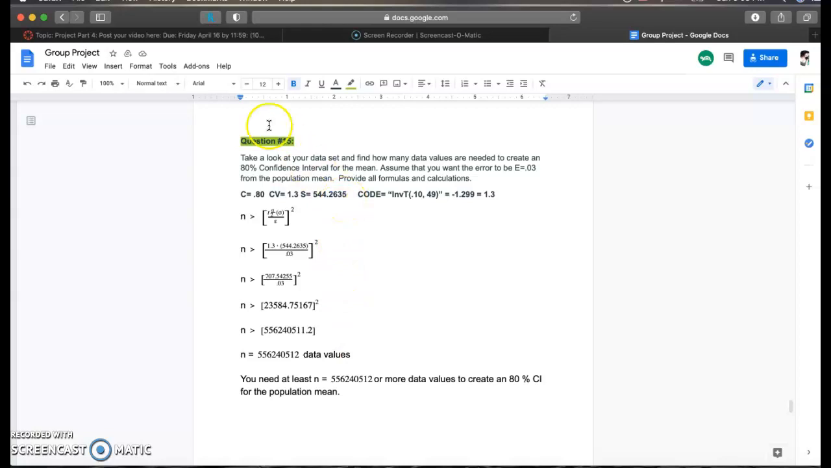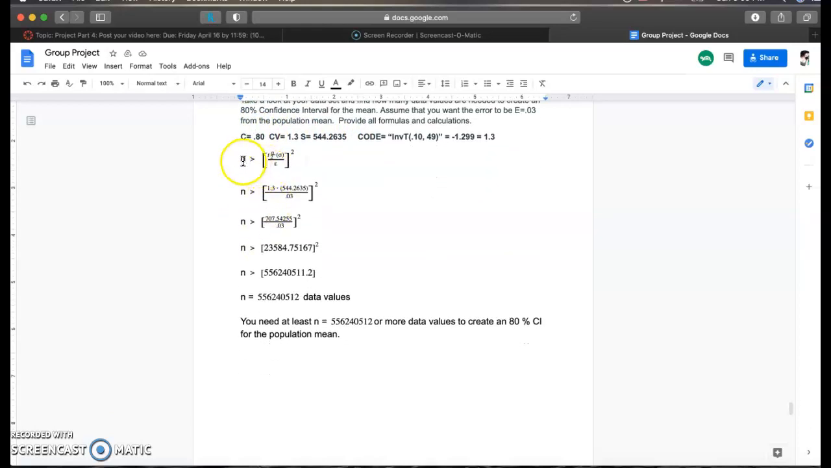values were needed to create an 80% confidence interval for the mean, assuming that we wanted the error to be E equals 0.03 from the population mean. For the CV, we had to use inverse t. We plugged in 0.10 and 40, and we got negative 1.299. We rounded that and made it a positive, so 1.3 was our final answer for the CV. Then our S was 544.2635, and our C was 0.80.